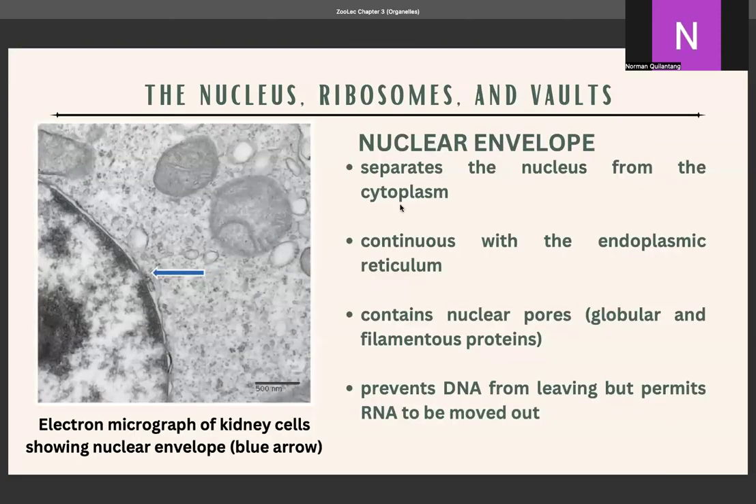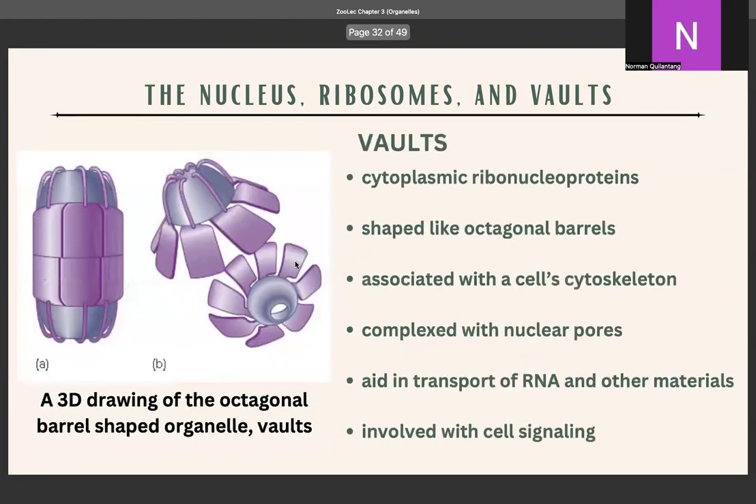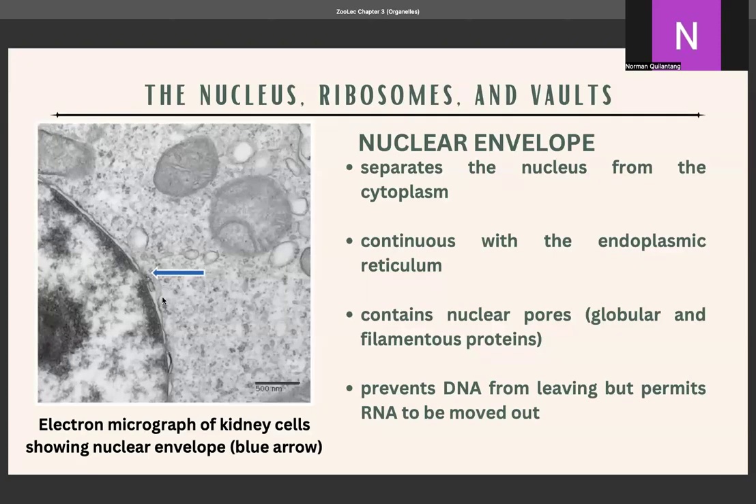Your nucleus also has its own membrane, which you call the nuclear envelope. It separates the nucleus from the cytoplasm, and it is actually continuous with the endoplasmic reticulum. The endoplasmic reticulum is also an organelle present in animal cells. It's a series of membranes that originate from the nuclear envelope. So in here, the blue arrow is your nuclear envelope.